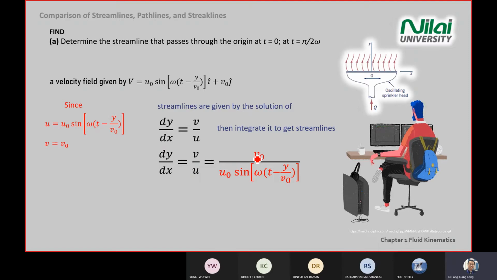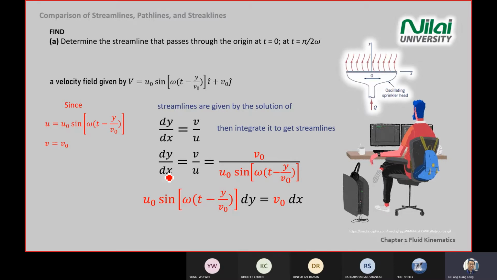What I'm showing you on the screen here is the substitution of your v and u. So v equal to v naught, u equal to this one. Again, stop me if I go too fast, or if anything doesn't make sense to you. Just stop me and ask me a question. The next line you see on the screen, I'm moving everything that deals with y to the left-hand side, and everything that deals with x to the right-hand side.